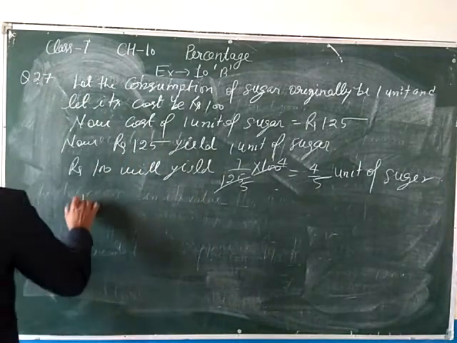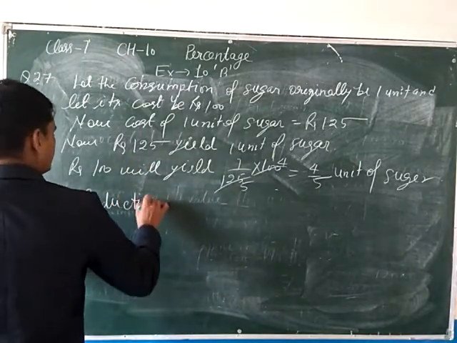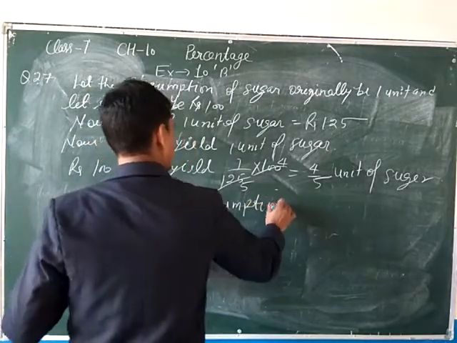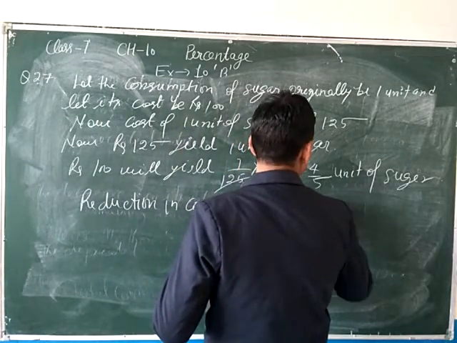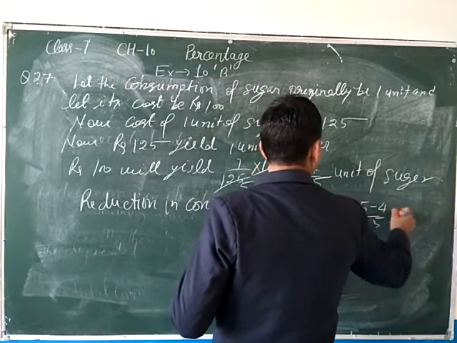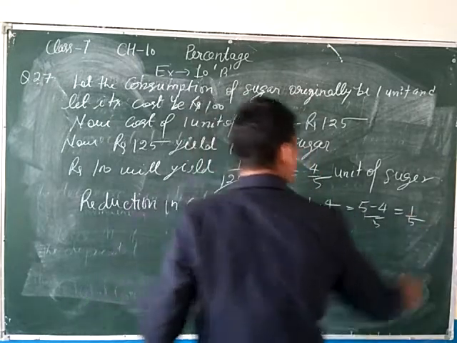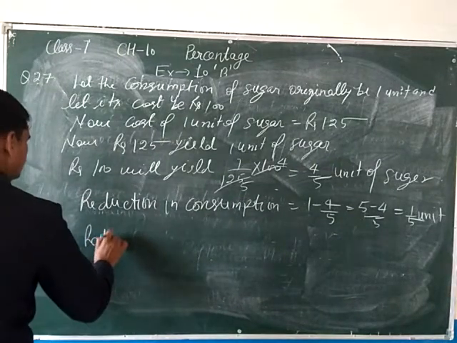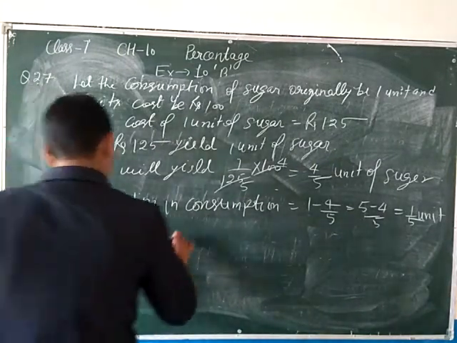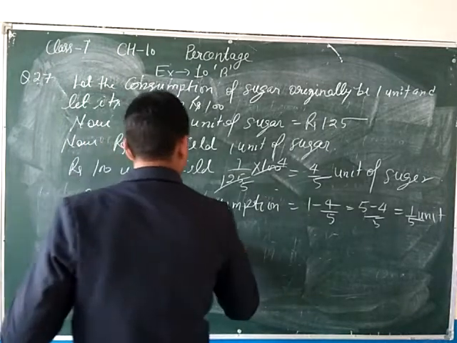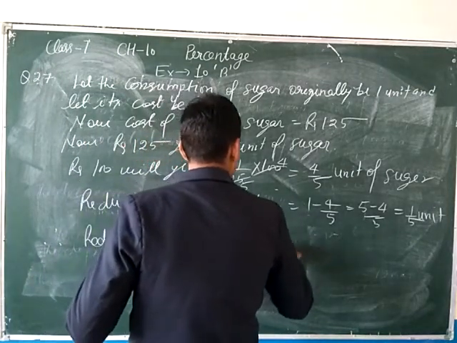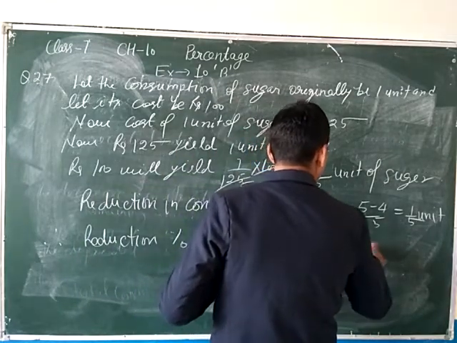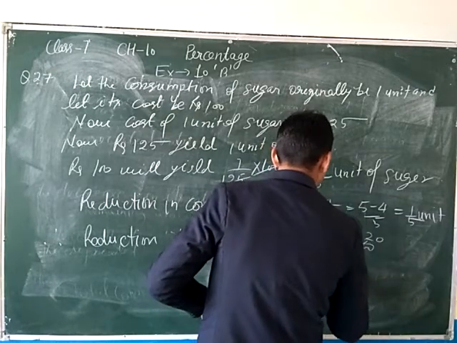Now reduction in consumption equals 1 minus 4 upon 5. 5 under 5 minus 4 upon 5 is 1 upon 5. 1 upon 5 unit. Okay beta? Now reduction percent in consumption. So 1 upon 5 multiply 1 unit multiply 100. So 5 twos are 10, 20%.